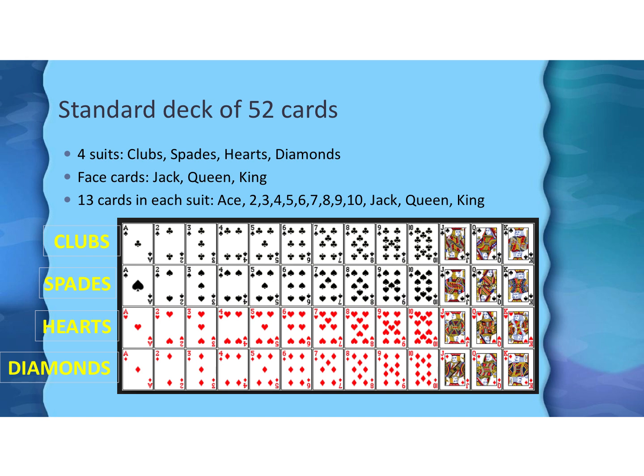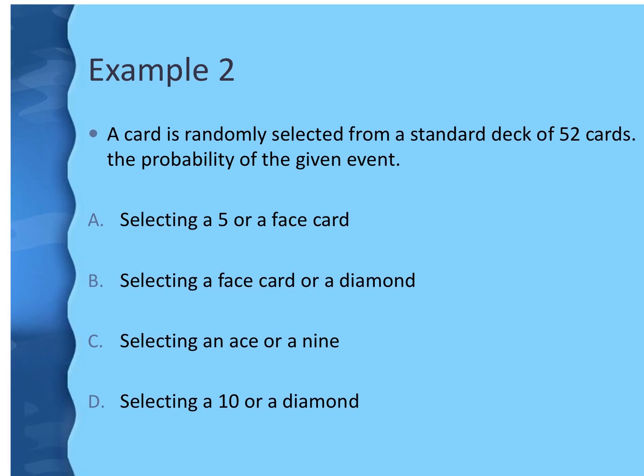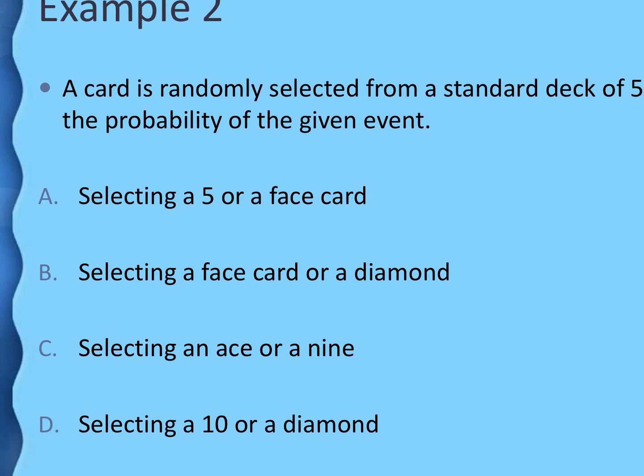You can have cards within a category of cards. So once we go to the next slide and we're answering the questions, keep in mind some questions can have an overlap. It says, a card is randomly selected from a standard deck of 52 cards. Find the probability of the given event. You're going to have to squeeze some of this information in here because it is a lot to write, but we can go ahead and do them. So the first probability that they're giving us is selecting a 5 or a face card.